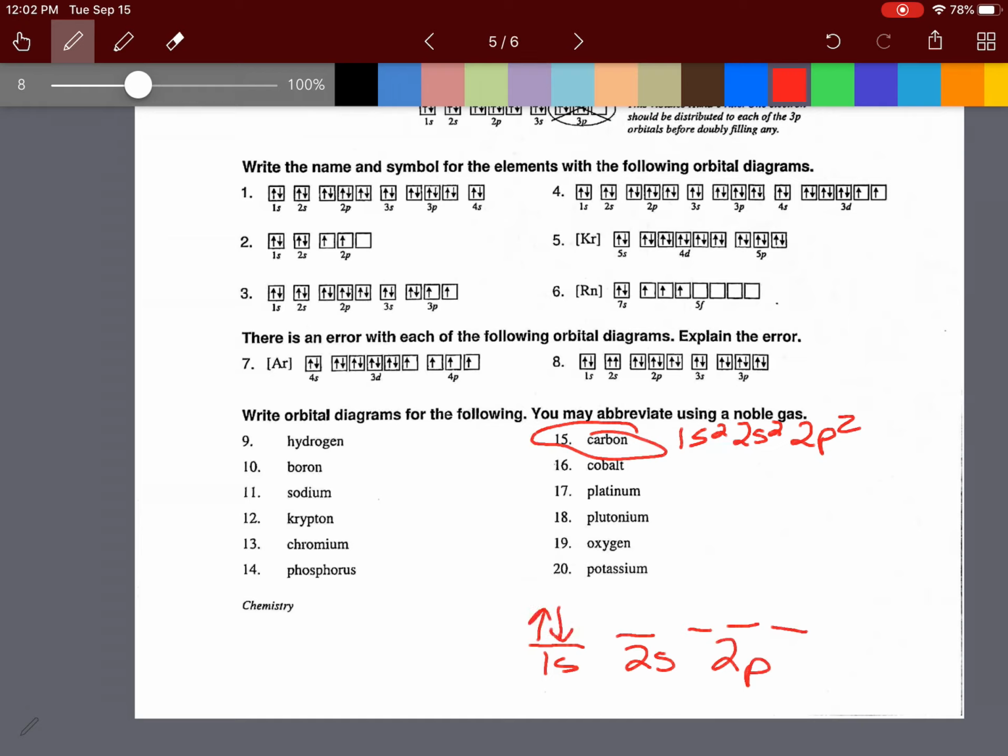The 1s is full, so I'm going to do an up arrow and a down arrow. The 2s is full, so I'm going to do an up arrow and a down arrow. The 2p only has 2 electrons, and you'll remember that I must fill unoccupied orbitals before going back and pairing them up. If you're doing a test or a quiz, I will look for this third orbital in a p sublevel, just so that you know it's there, okay? If you have any questions about this, please do not hesitate to ask me.